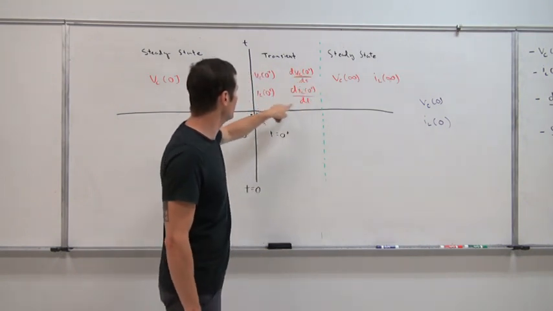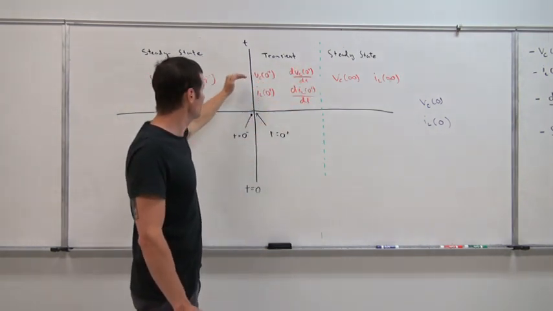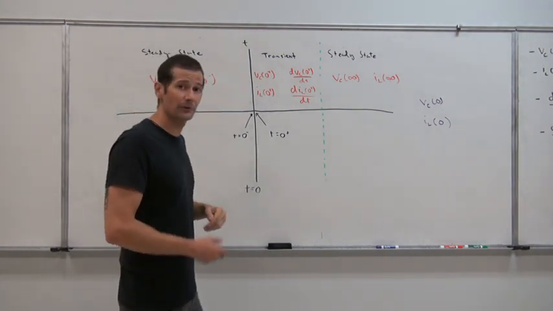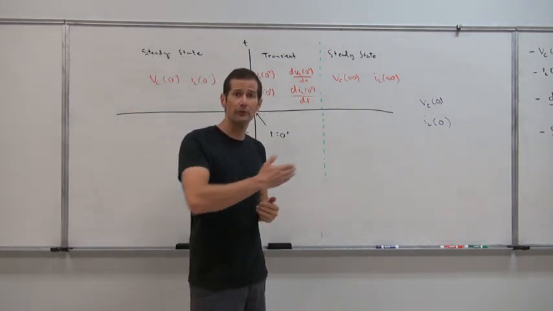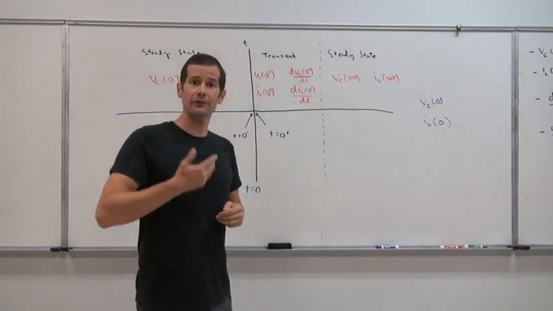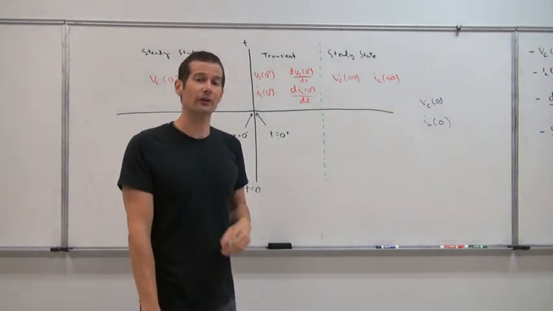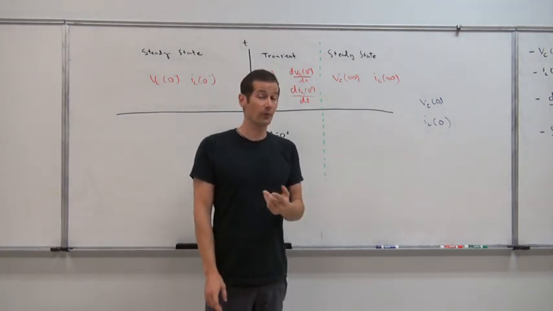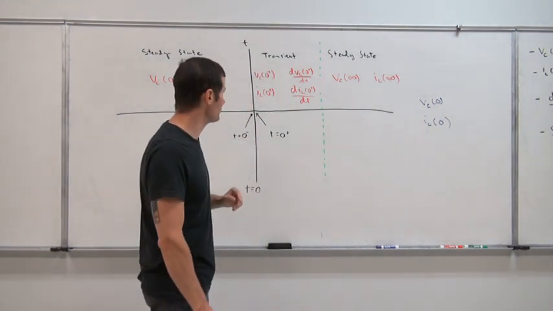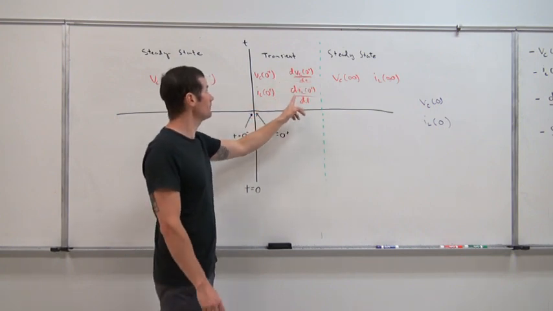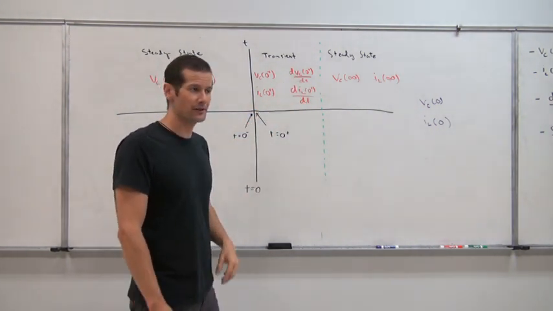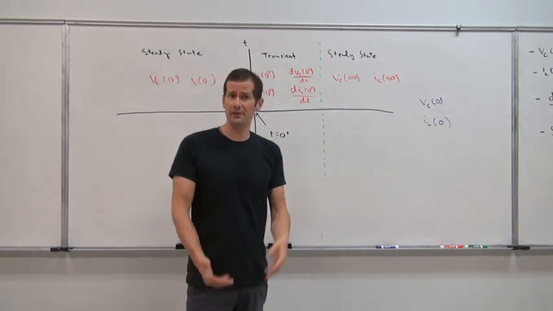But what does this represent right here? Well, if we normally think of VC of 0 plus and IL of 0 plus, those are going to be constants that we are going to find from analyzing the circuit with the cap acting like an open circuit or the inductor acting like a short circuit. These right here don't represent just the derivative of those initial conditions, because the derivative of a constant would just be 0.